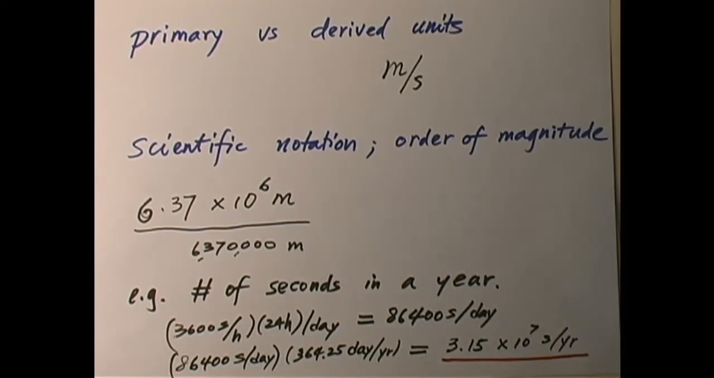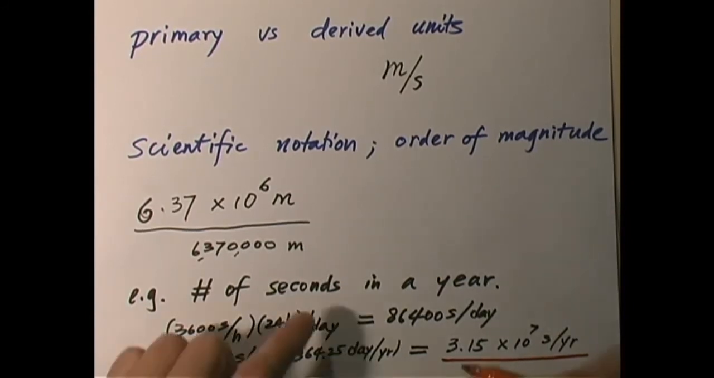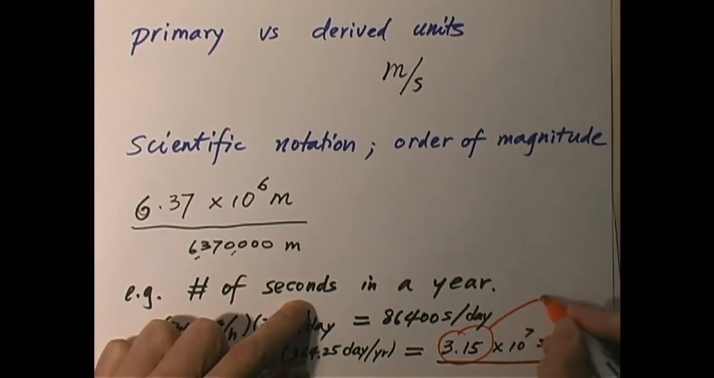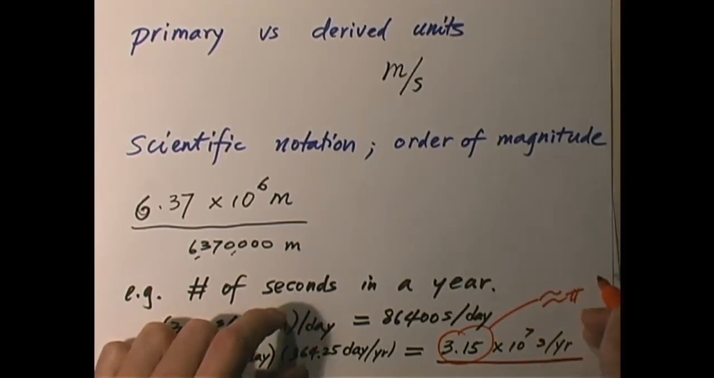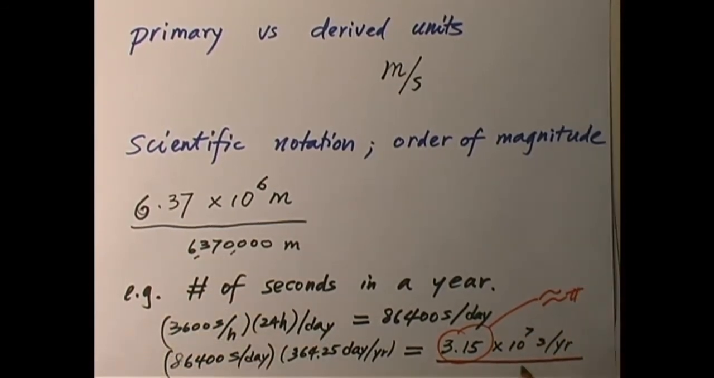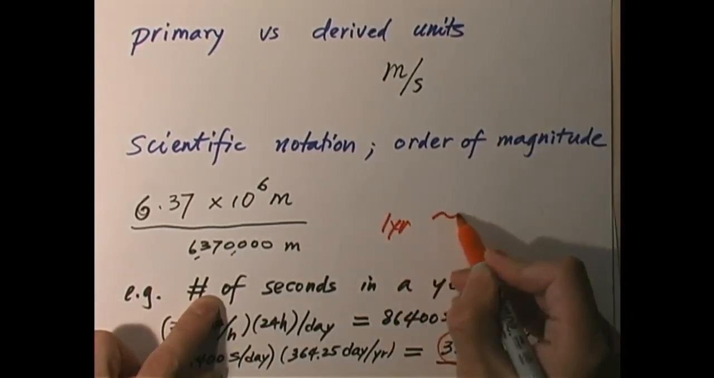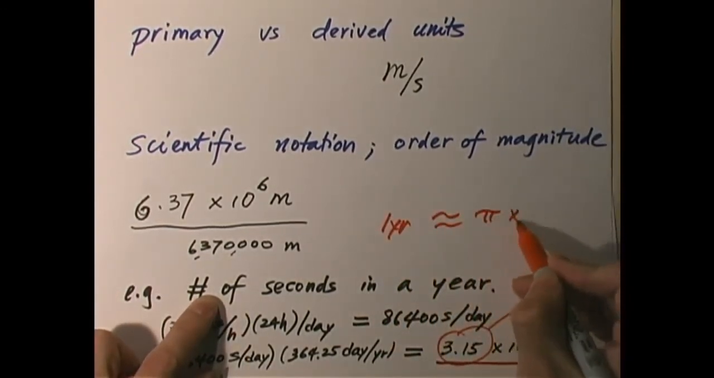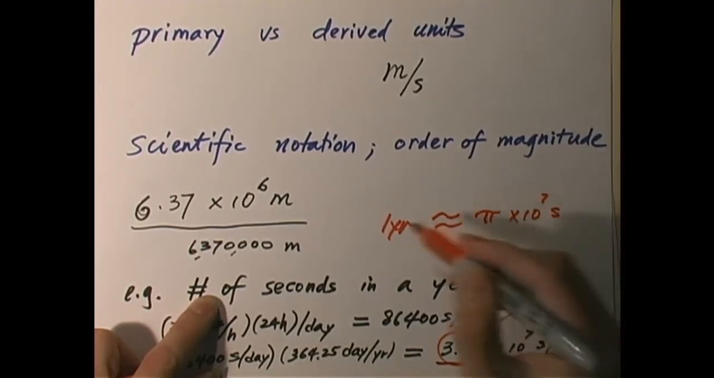Very close? Yeah, how about pi? What is pi equal to? 3.14, right? To the first 3 sig figs. Now, this is not exactly pi. It's a little bit more than that, but don't worry about it. It's close enough. So we say 1 year is roughly pi times 10 to the 7 seconds.